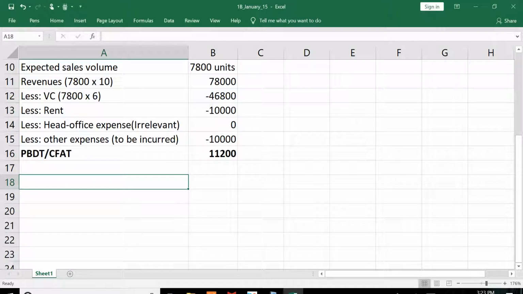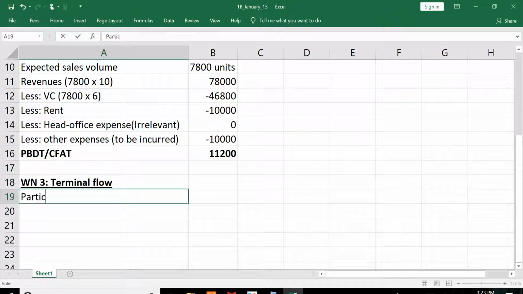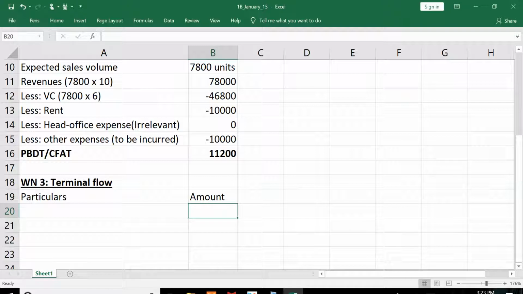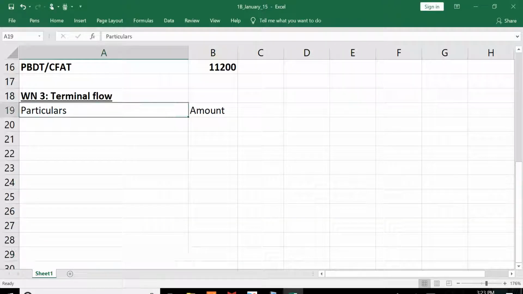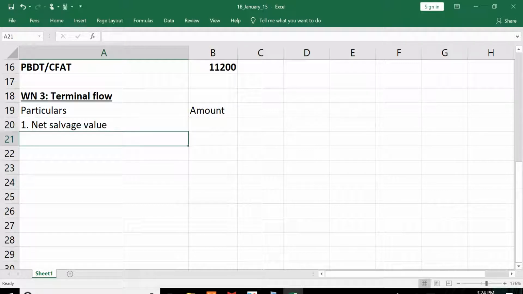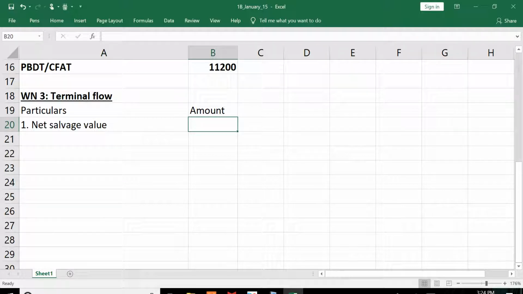Working note 3, terminal flow. Particulars and amount. Point number 1, net salvage value. See, on day 1, two things get stuck. One is current assets, second is fixed assets. On fixed assets, we get salvage value. On current assets, that's a recapture of working capital.